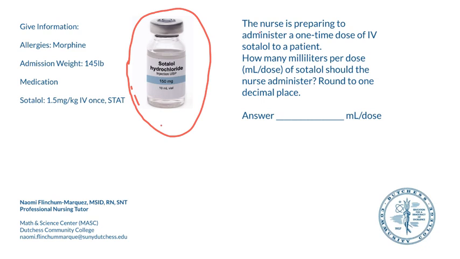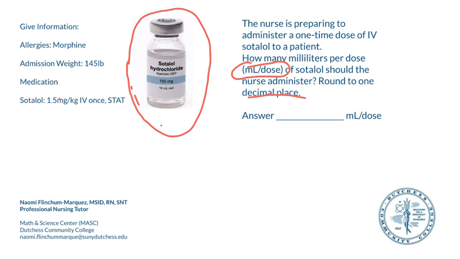So our question is saying the nurse is preparing to administer a one-time stat dose of IV Sotalol to a patient. How many milliliters per dose, so this is what our answer should be in, of Sotalol should the nurse administer? Round to 1 decimal place. So we're going to round to 1 decimal place. And this is the information that we're given.